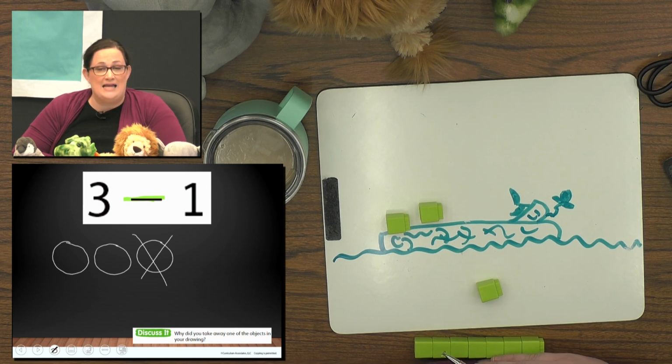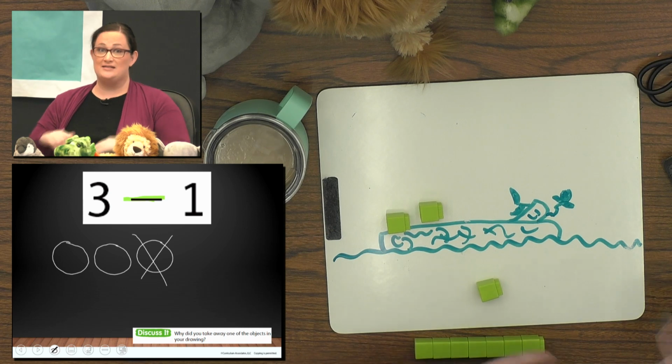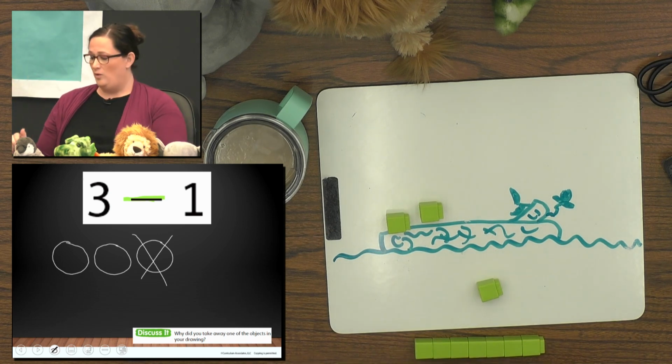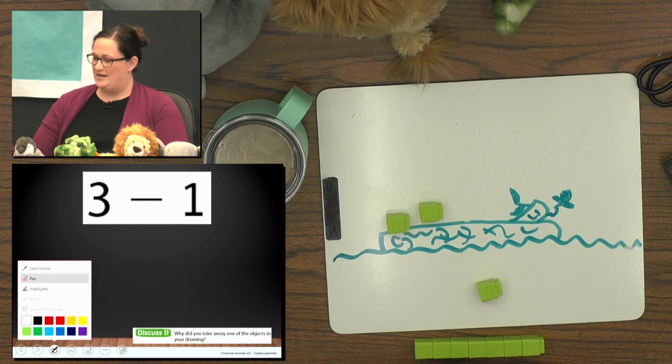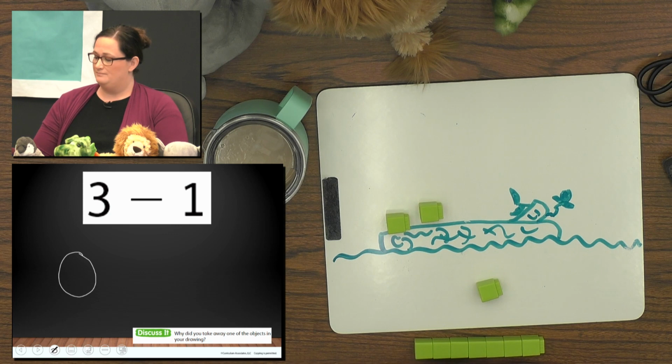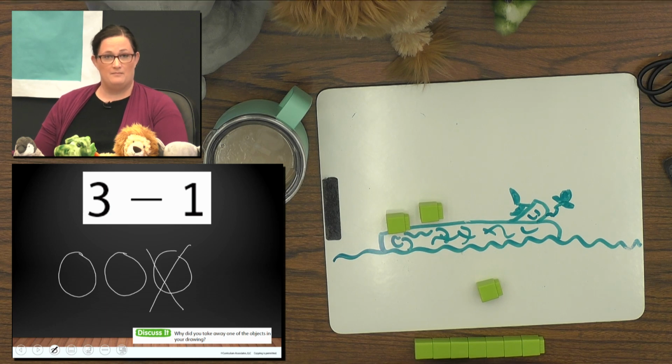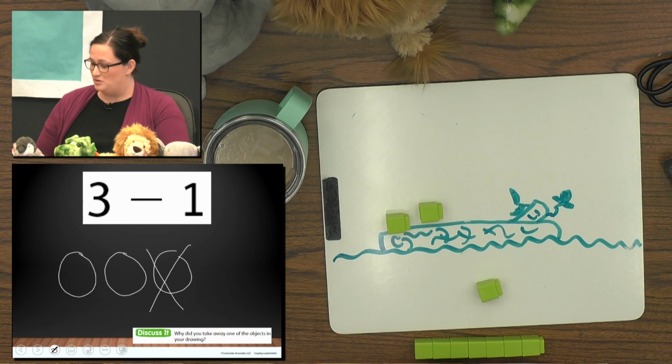We got the same answer. Because this equation says there's 3, take 1 away. What if we do it without a story? What if we just do the numbers and what it says? Let's try. There's 3. Take 1 away. We get the same answer of 2.